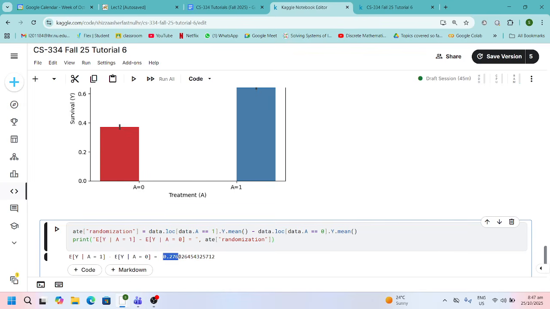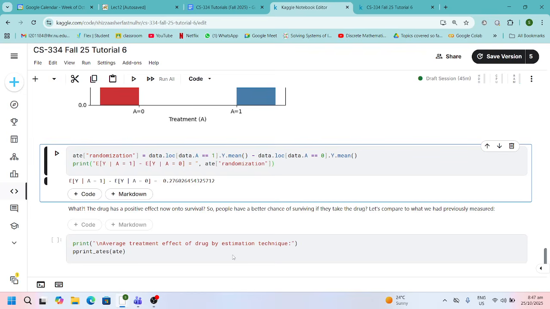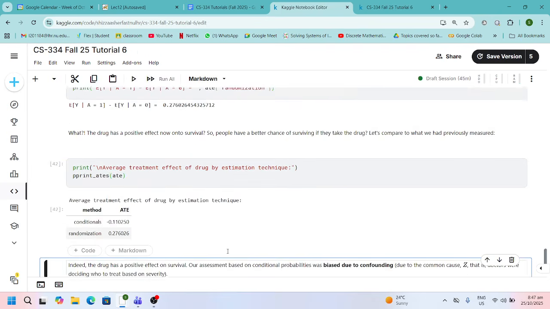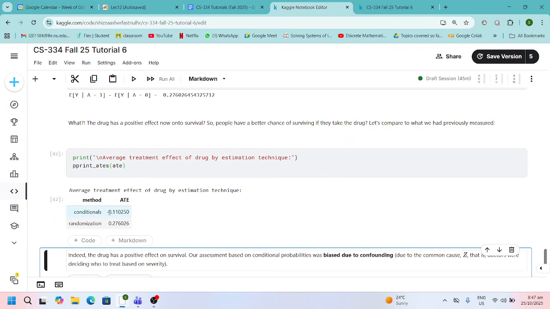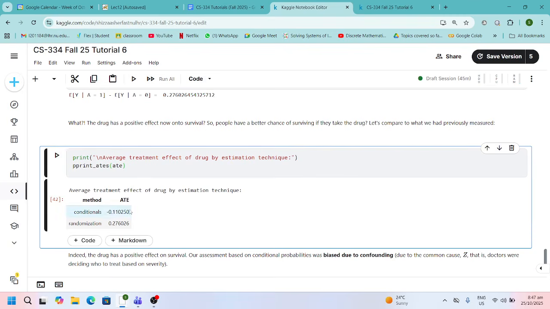So now the difference in means comes out to be 0.276. Now I can see that the drug actually has a positive effect on survival. So people have a better chance of surviving if they are given the drug. To compare, when we just calculated the conditional ATE, the conditional average treatment effect using conditional probabilities, the answer was negative 0.11, which meant that the treatment had an adverse effect on individuals, which was not actually true because I was observing this because I had a confounder, the severity of symptoms.